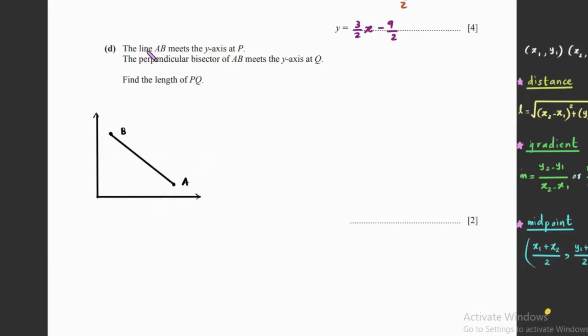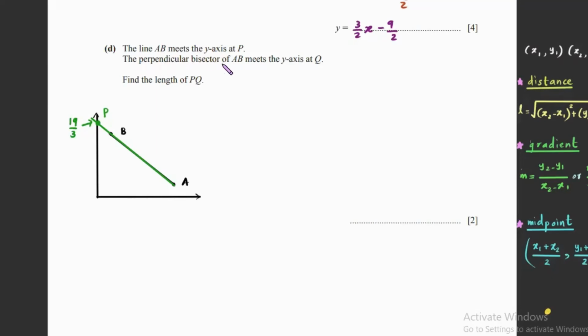According to the question, the line AB meets the y-axis at P. So when we extend this, it hits the y-axis at P. So this is going to be that P. It hits the y-axis at P means that P is actually the y-intercept of this line AB. So previously we found the equation of the line AB, which was y is equal to minus 2 over 3x plus 19 over 3. So the y-intercept is that 19 over 3, which we got previously from the equation.